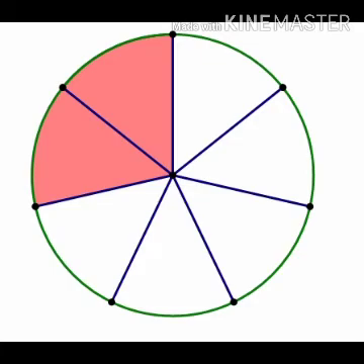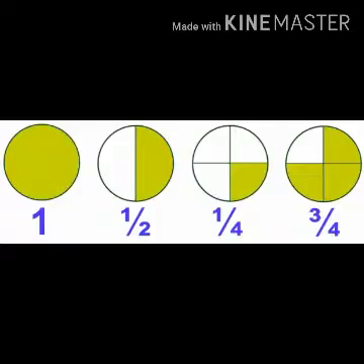How can we express this in terms of a fraction? Here we divide this circle into 7 equal parts, and we colored 2 parts. Then we can write the colored part as 2 by 7. Here we colored the full portion of the circle, so it's 1. In the second picture, the circle is divided into 2 equal parts. Then one part is 1 by 2, that is the half of that circle.